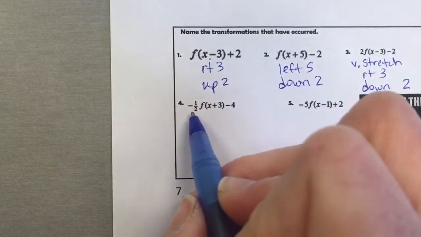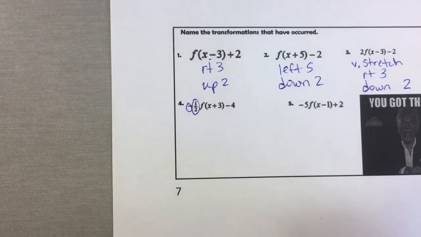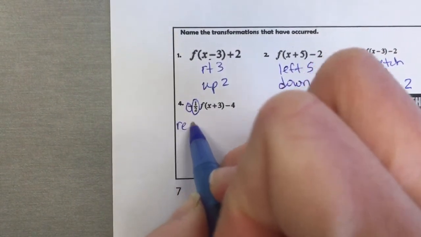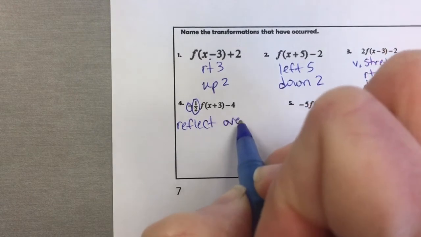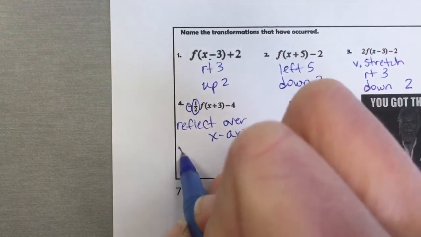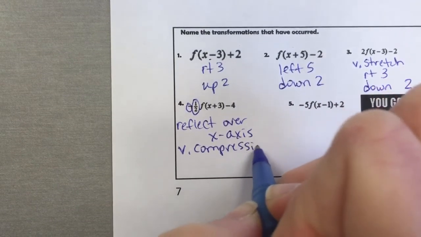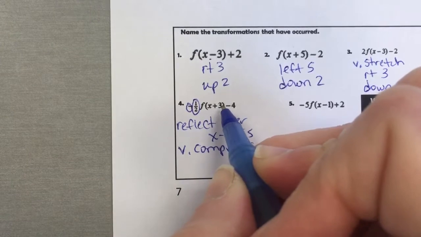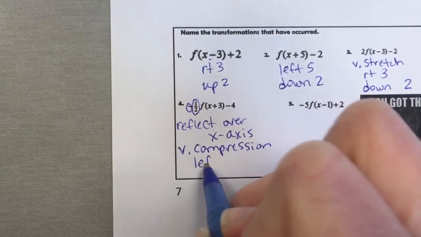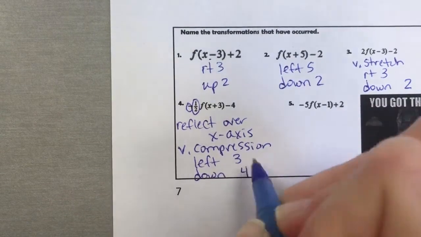All right, on this one, you treat the negative and the 1/2 separately. Those do two different things. The negative makes it reflect over the x-axis. The 1/2, since it's out front, is a vertical compression. The plus 3 makes it move left 3, and the minus 4 makes it move down 4.